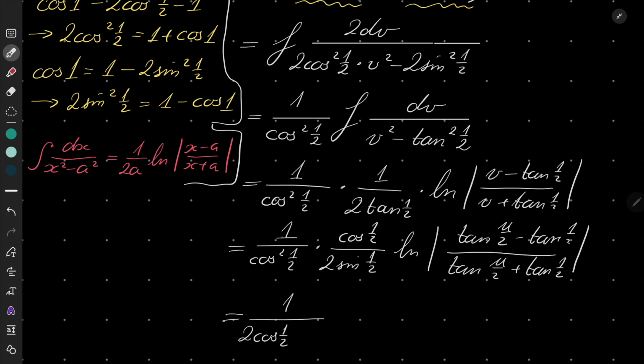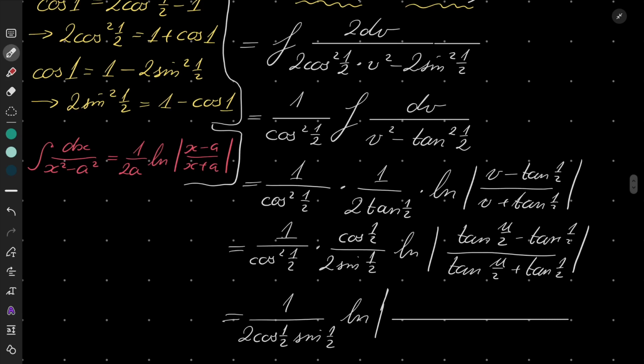And now we can simplify it further. So we have 2 times cosine of 1/2 over sine of 1/2. And now let's take our argument of the natural logarithm and multiply both the numerator and the denominator by cosine of u over 2 and by cosine of 1/2. And after a bit of simplification, we will get sine of u over 2 cosine of 1/2 minus cosine of u over 2 sine of 1/2, and very similar will be the denominator, but with a plus.